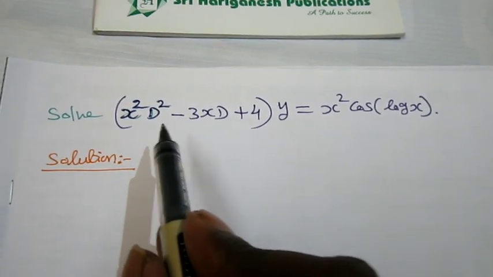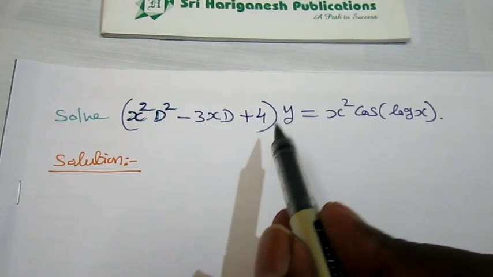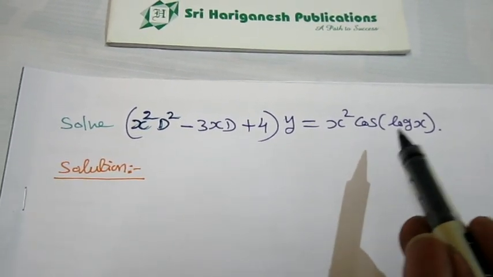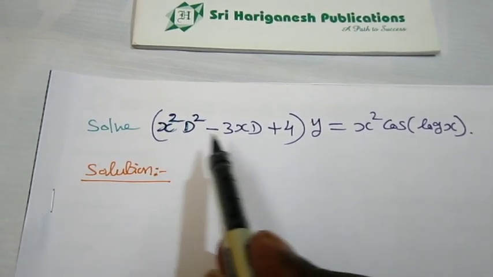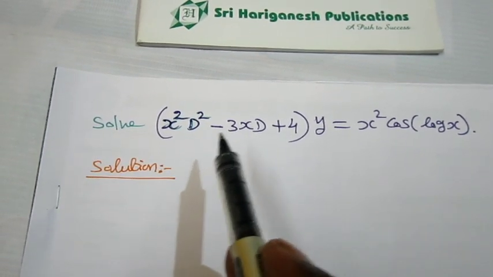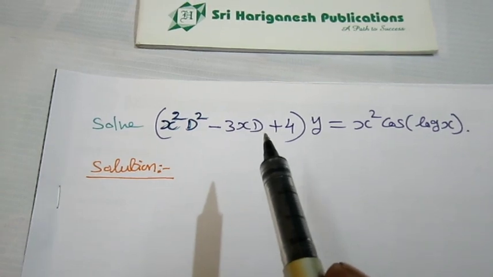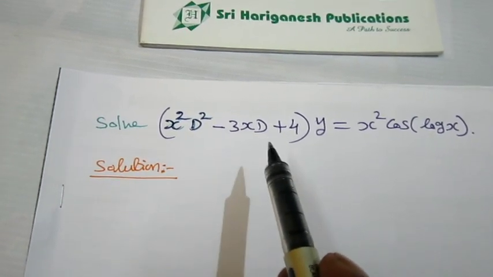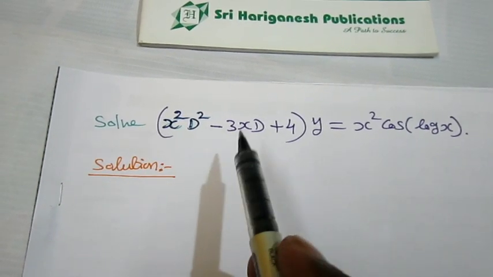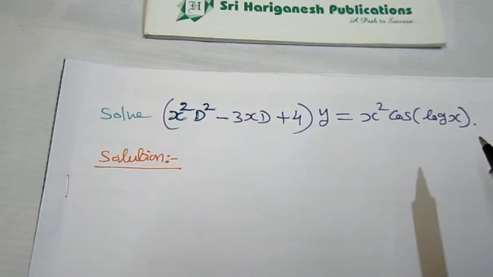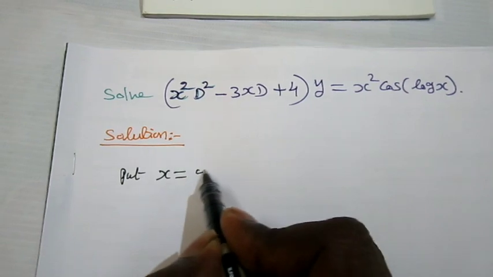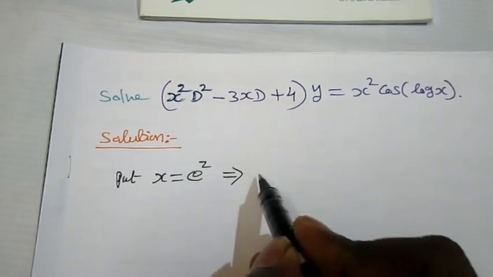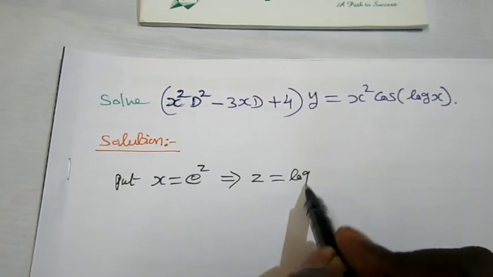(x² D² − 3xD + 4) y = x² cos(log x). Okay, so this is a differential equation with variable coefficients, Cauchy's or Euler's equation. To solve it, we have to convert the variable coefficients to constant coefficients by putting x = e^z, which implies z = log x.